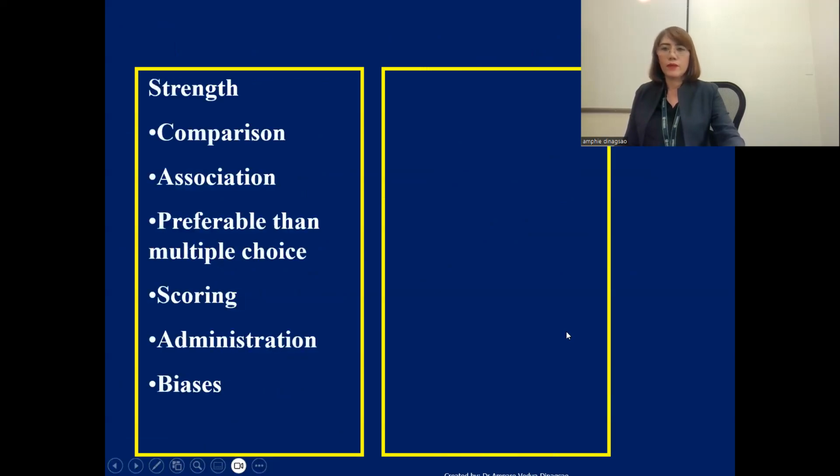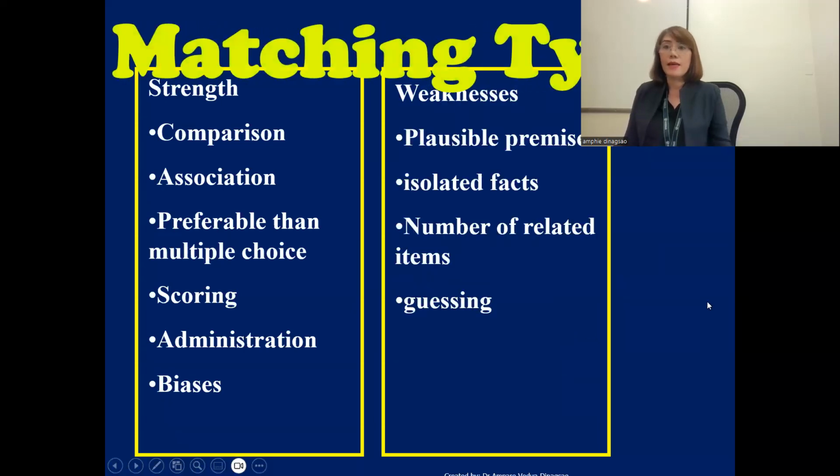Let's talk first, before we proceed to the guidelines, about the strengths and weaknesses of the matching type of test. If you are looking for your students' abilities to compare and to associate, the matching type could be a very good type of test. It's preferable to multiple choice because, for example, if you're constructing multiple choice and you have the same options, you don't need to repeat that set of options. Might as well use matching type. It's easy to score. It's also easy to administer.